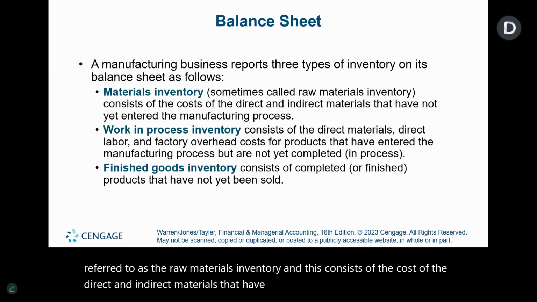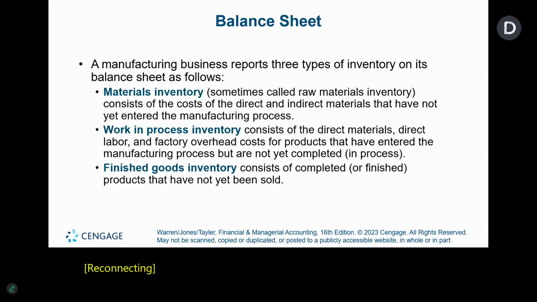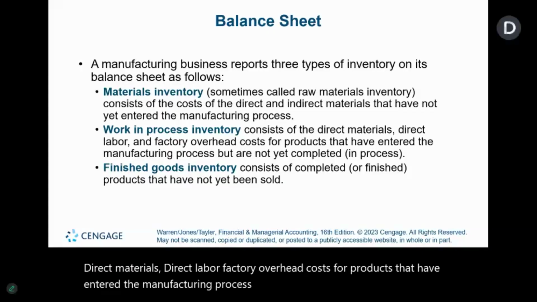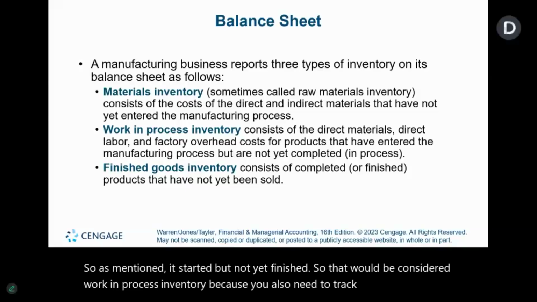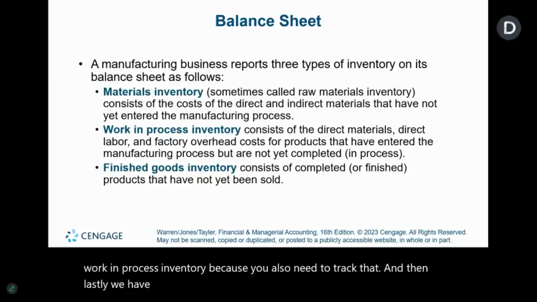If we look at the warehouse, we're going to keep using the example of wood, right? Next, we have work in process inventory, and this consists of direct materials, direct labor, and factory overhead for products that have entered the manufacturing process but are not yet completed. So as mentioned, they're started but not yet finished. That would be considered work in process inventory because you also need to track that. And then lastly, we have finished goods inventory, and this consists of completed or finished products that have not yet been sold.